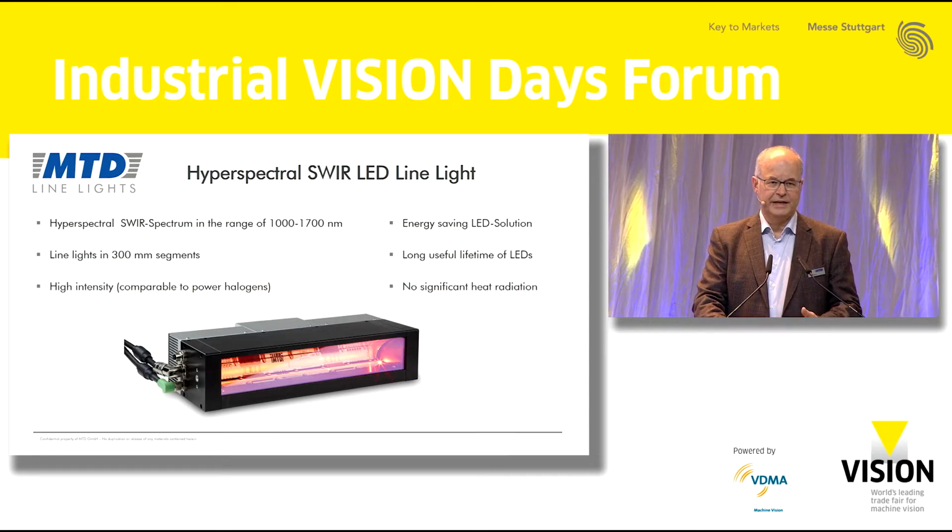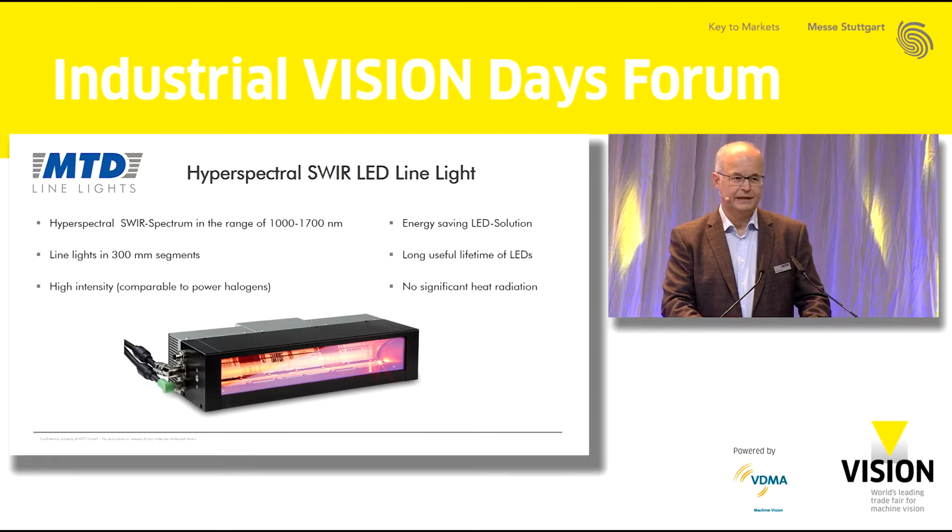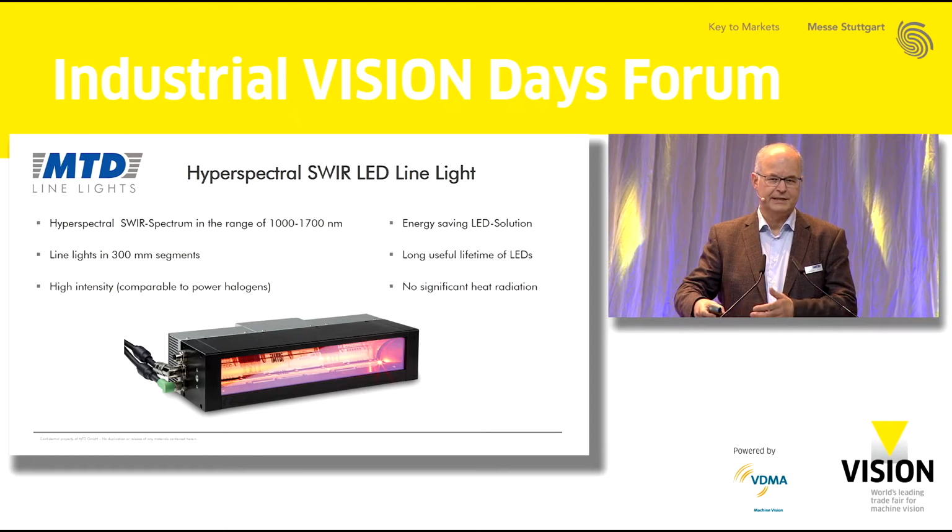The hyperspectral spectrum is in the range between 1,000 and 1,700 nanometers. We produce the light in length segments of 300 millimeters, so you can order 300, 600, 900 millimeters, and so on. The standard working distance is 300 millimeters. At 300 millimeters, this light is focused, and in the focus, the intensity is comparable to powerful halogens.